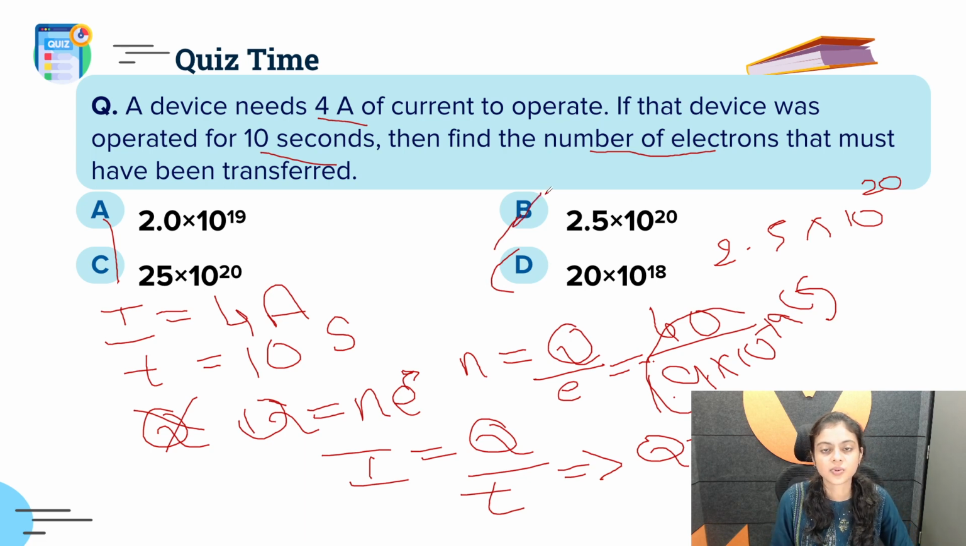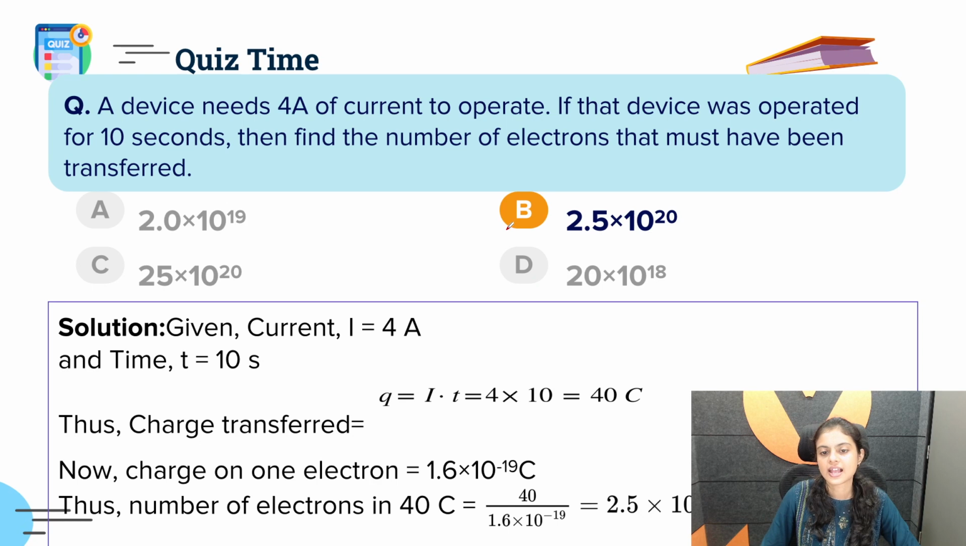Let's check it also. And what is the SI unit? What do you think is the SI unit of number of electrons? Write in the comment section. What is the SI unit of number of electrons? Okay, it doesn't have any SI unit. Why? It's just a number. Number, so it doesn't have any SI unit. Let's see the answer. Yes, it is 2.5 into 10 power 20. Let's see next.